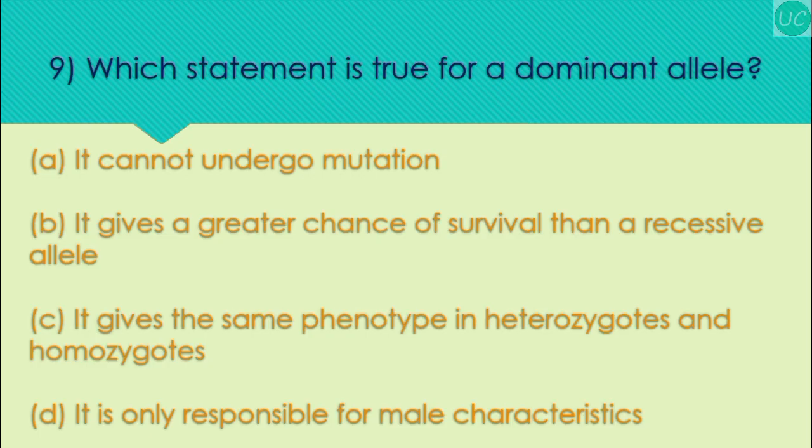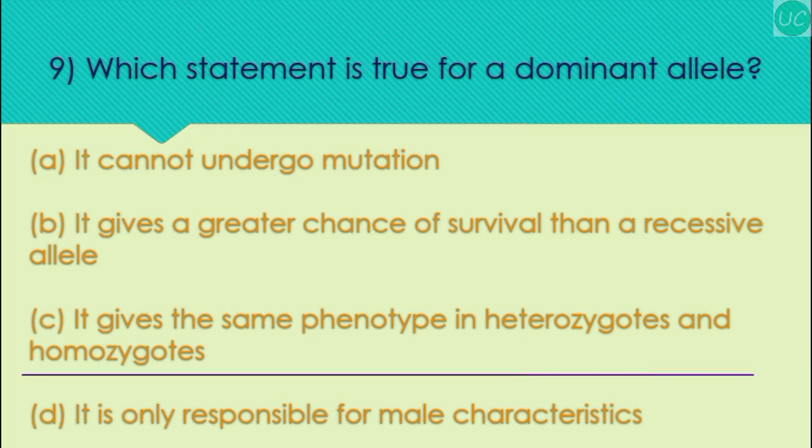And option C, it gives the same phenotype in heterozygotes and homozygotes. So this is true. Both in heterozygotes and homozygotes, the dominant allele will get expressed, unless the homozygote has both the recessive allele. Then the recessive allele will get expressed. Otherwise, if there is a dominant allele in a heterozygote, the dominant allele expression will be seen, and in a homozygote, as both the alleles would be dominant alleles, again the dominant allele expression will be seen in the offspring.